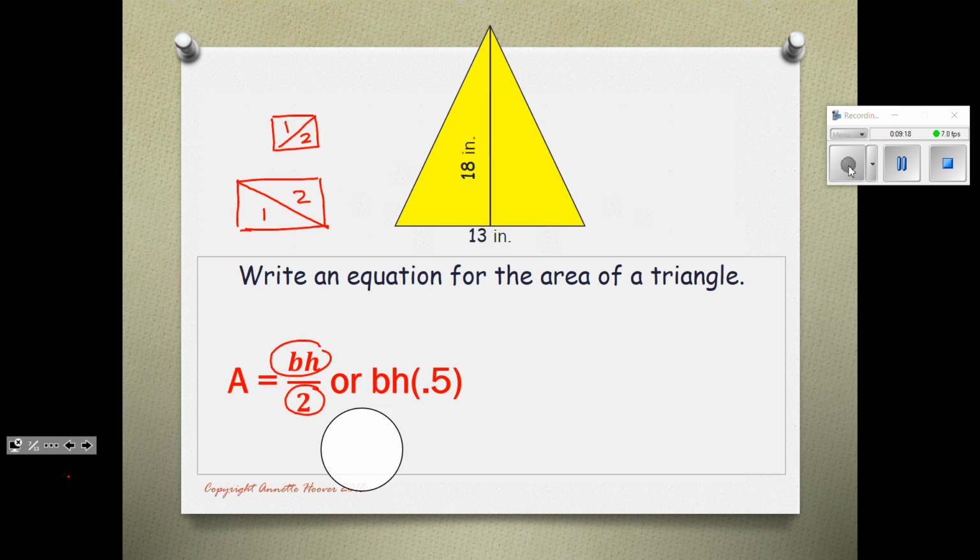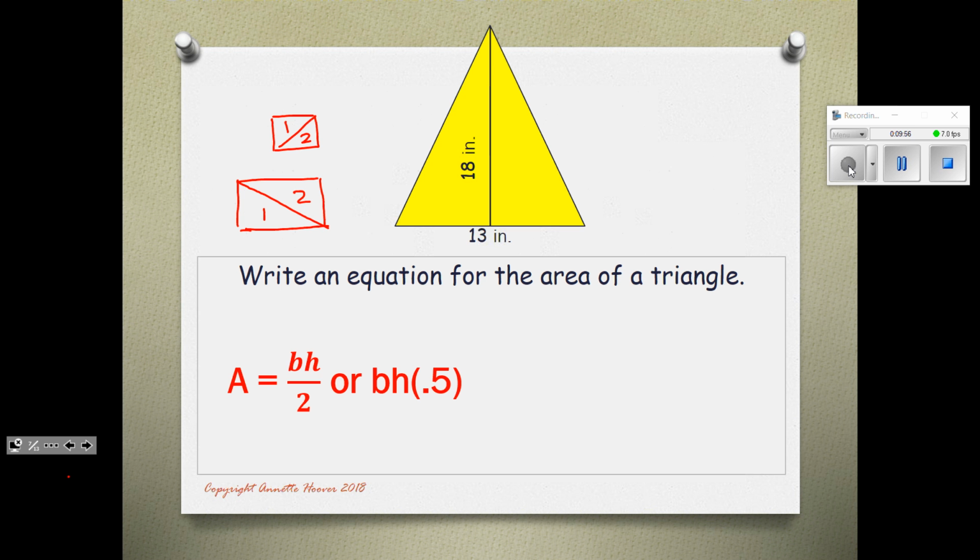Now, you can decide what you prefer to do with your calculator. You can either type in the base times the height, push equals, and then divide by 2. Dividing by 2 is the same thing as multiplying by 0.5, because the decimal 0.5, when simplified, is 1/2. So if you don't like dividing by 2 with your calculator, you can do the same thing by doing base times height and multiplying by 0.5. Same thing as dividing by 2. You can do either one with your calculator.